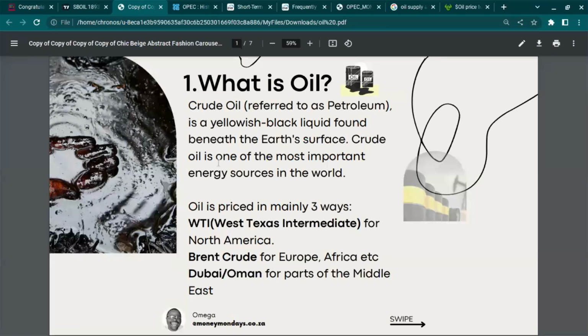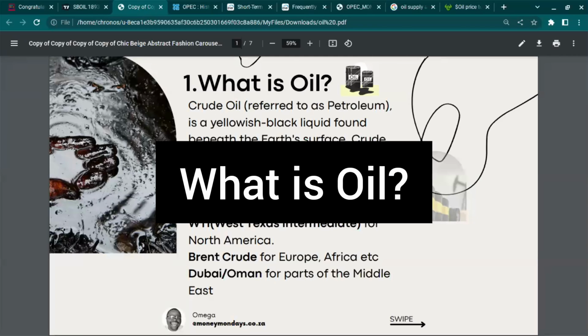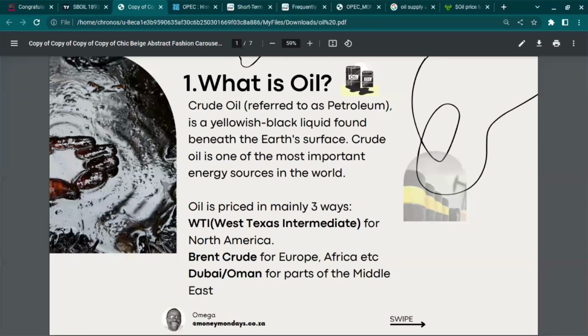First of all, let's understand what oil is. Crude oil, sometimes referred to as petroleum, is basically a black liquid, and I'm sure we all know that it's popularly used for energy. There are basically three ways that it's priced: something called WTI, West Texas Intermediate, which is the pricing for North America. Then there's Brent crude, which is what most of us in Africa and Europe use. And then there's Dubai/Oman, which is for the Middle East. That's how oil is priced.